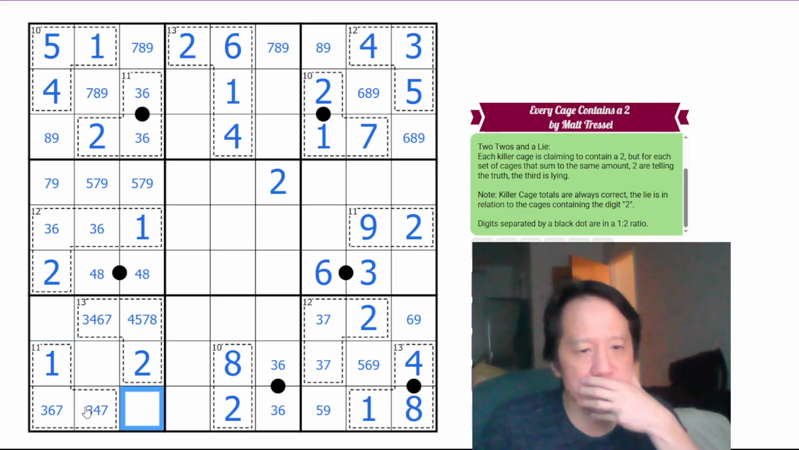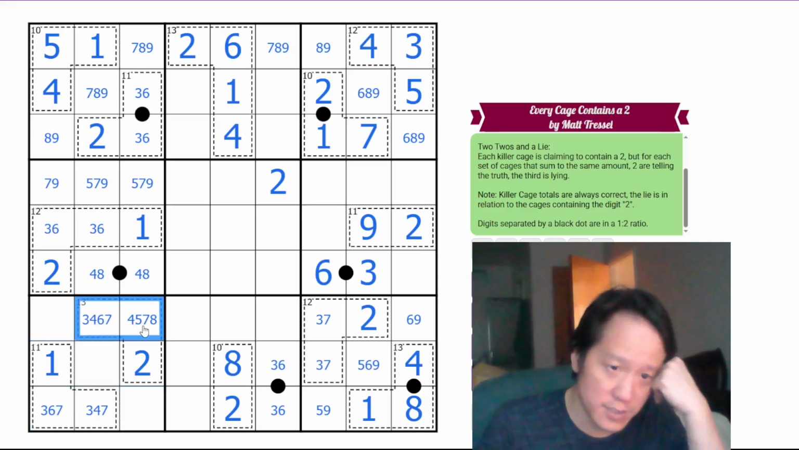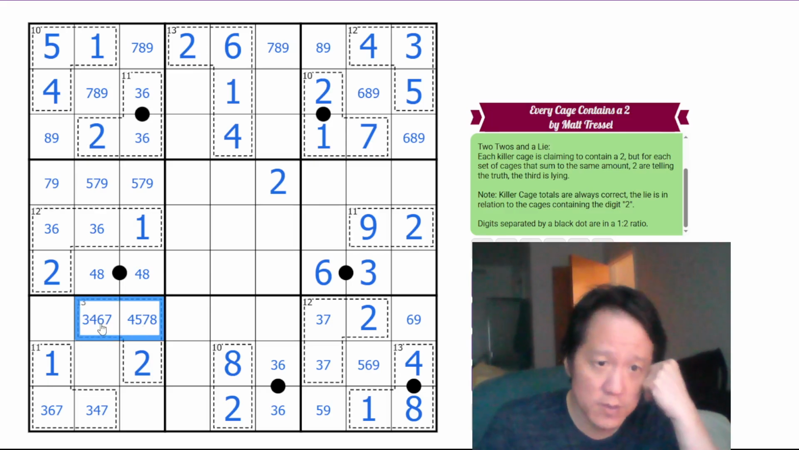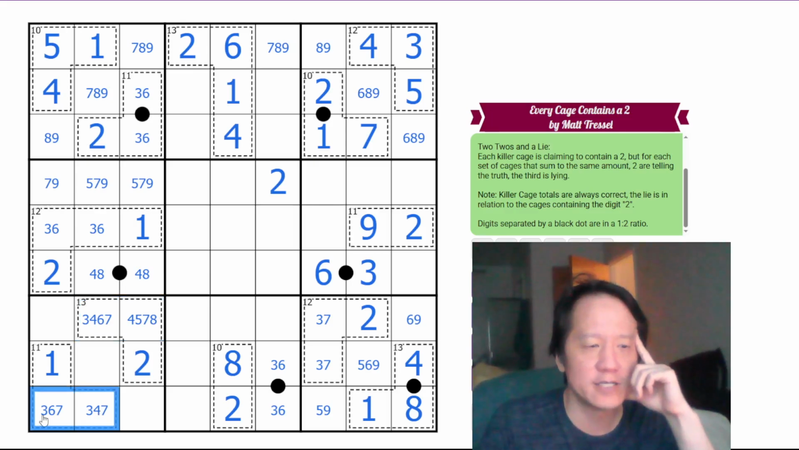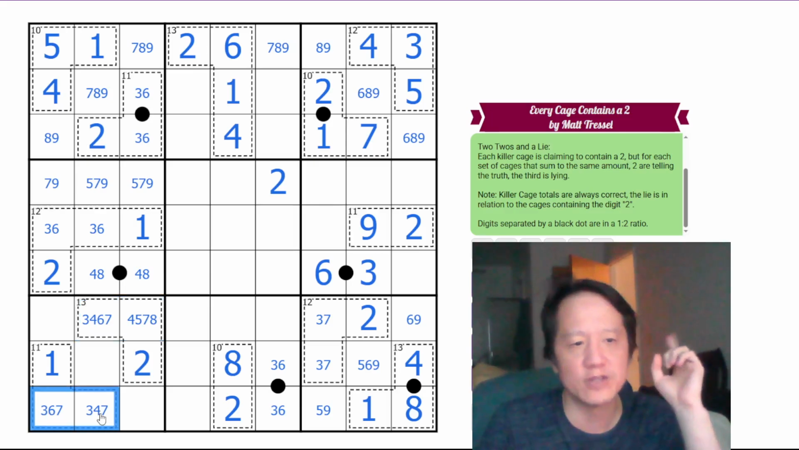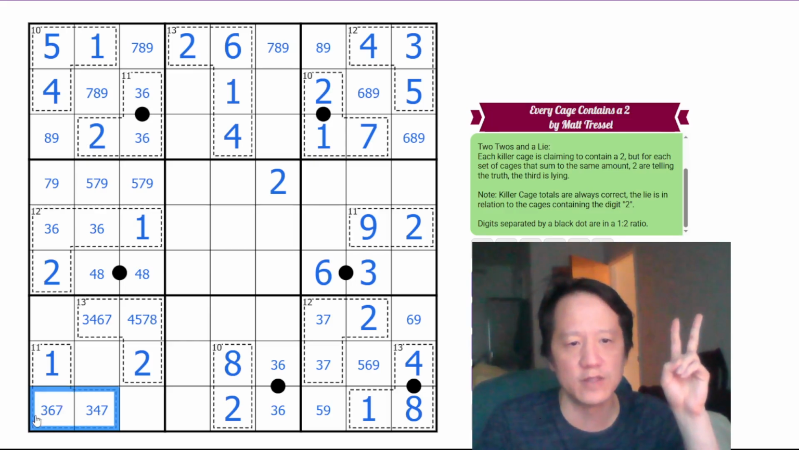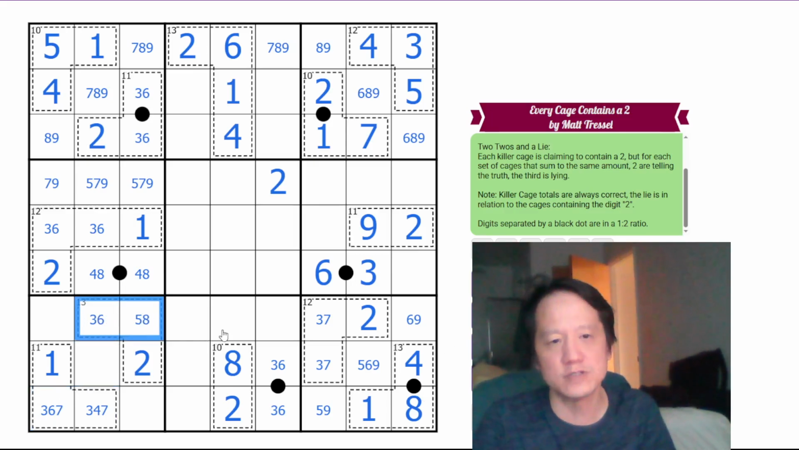Let's see. So this adds up to 10. This adds up to 11. If we had 4 and 7 here, that would eliminate all possibilities for this cage, right? That would eliminate 3, 7, and 4, 6 as possibilities. And those are the only possibilities there. So this can never be 4 and 7.